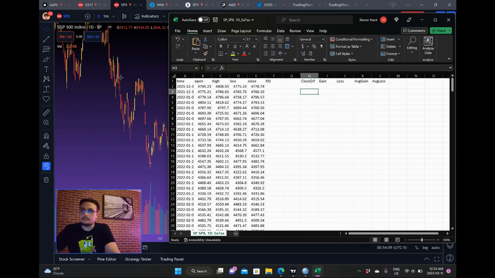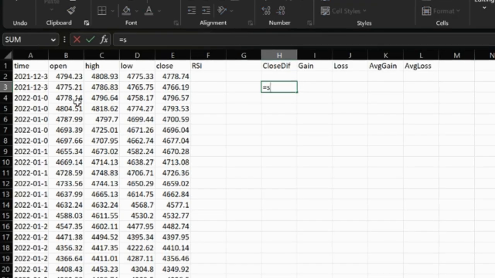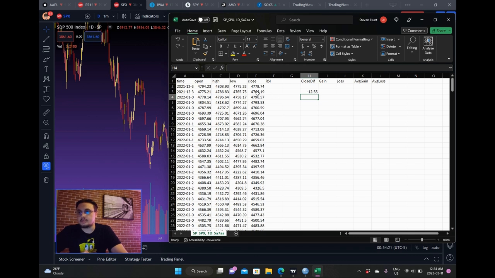Starting from the second row of data, we're going to do sum equals this minus this. You understand what we're doing here? It's because we're taking today's close minus the previous day's close. If it's a negative number, then there was a loss. If it's a positive number, then there was a gain. So now we need Excel to determine whether this is a gain or a loss.